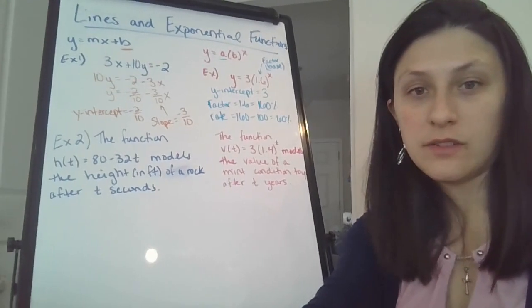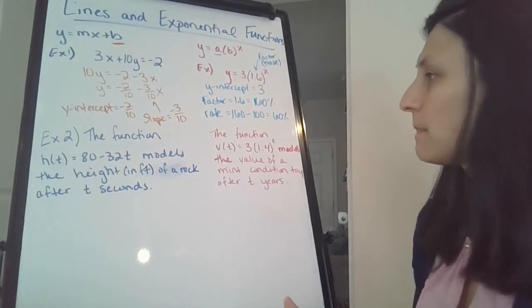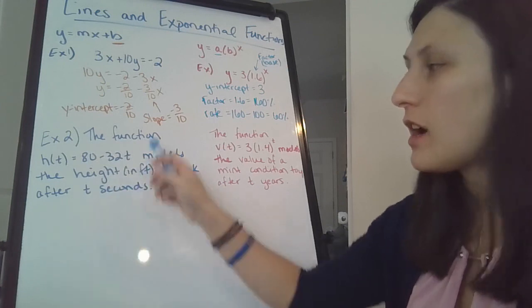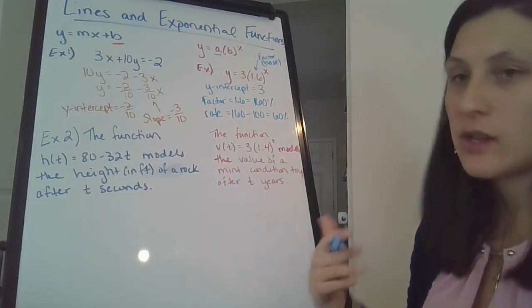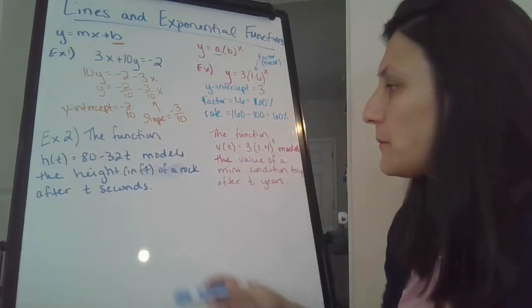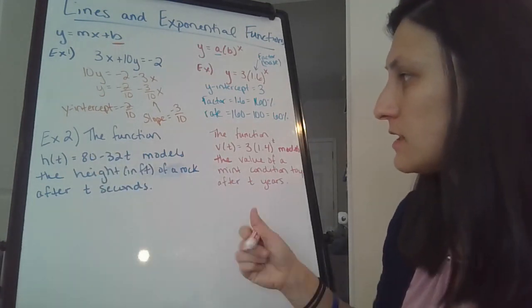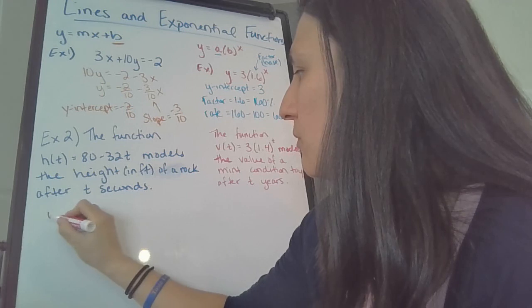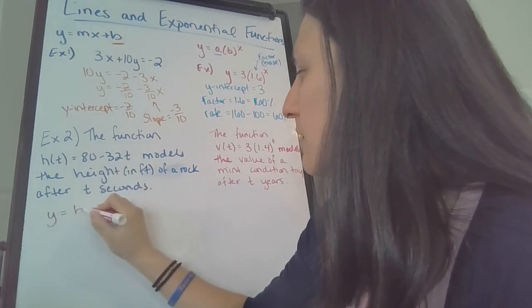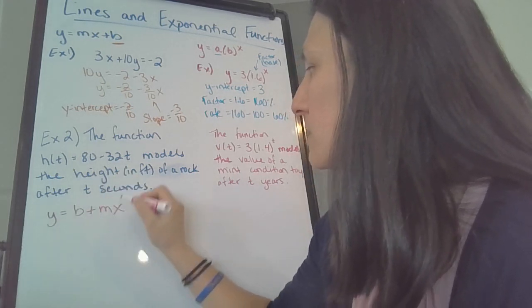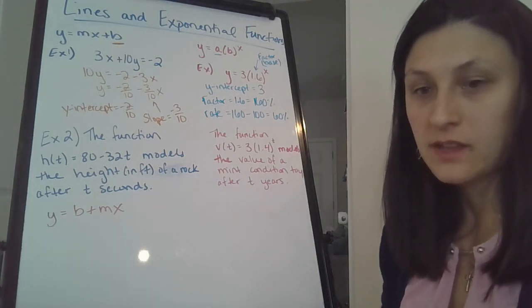Let me move this so I can bring this in. One is talking about the height of a rock, and then the other is talking about the value of some toy. So this function is a line. How do I know that? Because I can see it looks like y equals b plus mx. That's what it looks like to me.